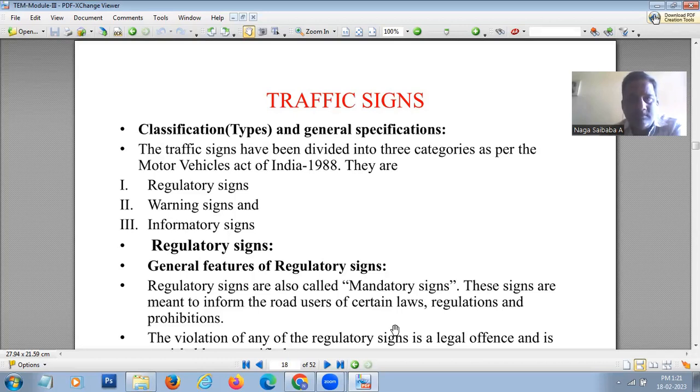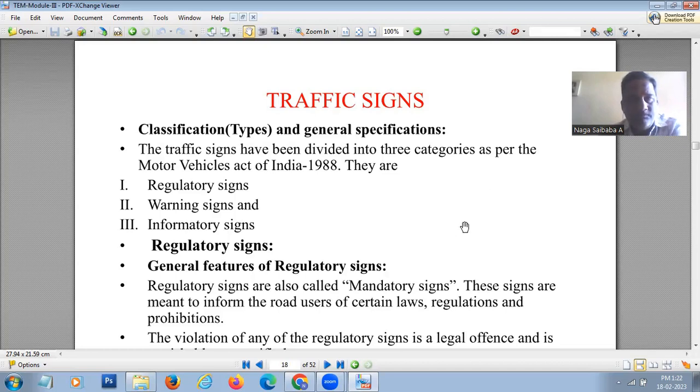Traffic signs are the signs which are provided at the edge of the carriageway to give information to the road users. Traffic signs can be classified into three types according to the Motor Vehicle Act of India 1988. First one is regulatory signs, second one is warning signs, and third one is informatory signs.